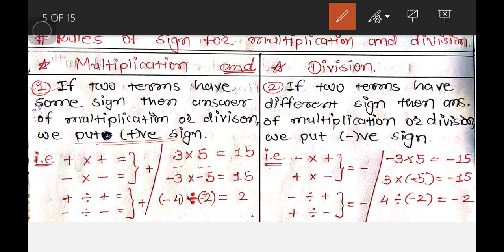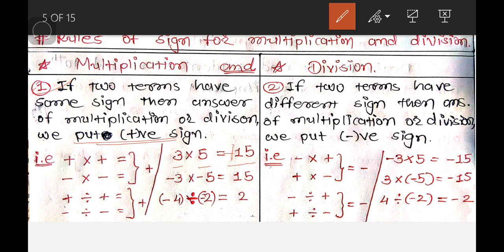Here you can see that 3 and 5 have the same sign, plus. So first we multiply 5 by 3, then we get 15. And here you can see that 5 and 3 have a positive sign, so we also put a positive sign here: 15.